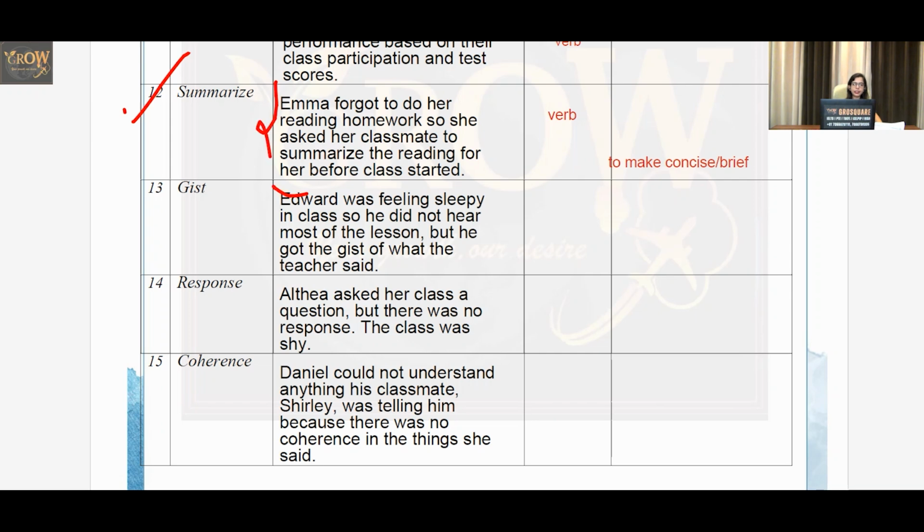So we are saying that Emma forgot to do her reading homework, so she asked her classmate to summarize the reading for her before class started. That means एम्मा ने जो है जो रीड करके आने के लिए बोला था टीचर ने, शी फॉरगॉट टू डू दैट, ठीक है, वो नहीं करके आई तो उसने अपने क्लासमेट को क्या बोला? ओके तुम प्लीज मुझे शॉर्ट में बता दो, प्लीज एक्सप्लेन दिस टू मी इन ब्रीफ, that what is the meaning of this and what you have read in the whole story, right? So this is what summarize means, that means to tell something in summarized form. Okay, so I hope this is clear now and let's move ahead towards the next word.